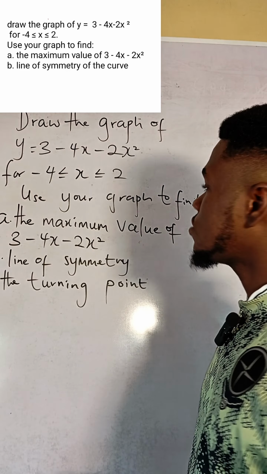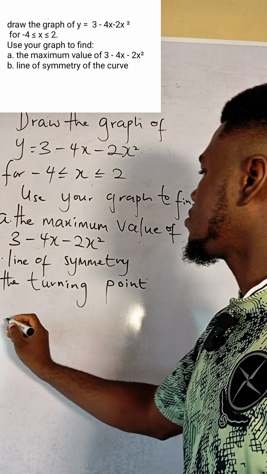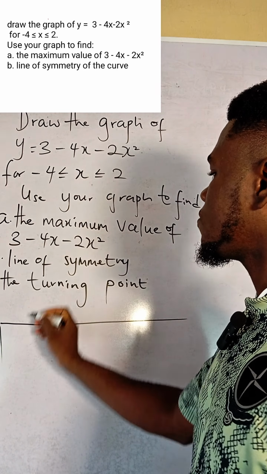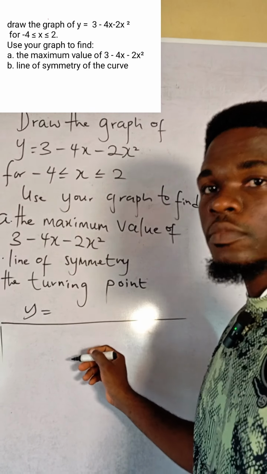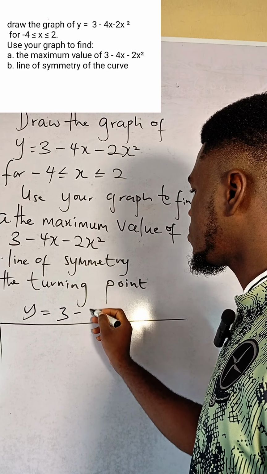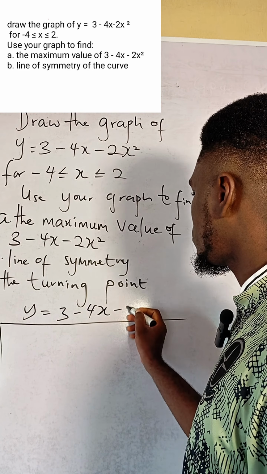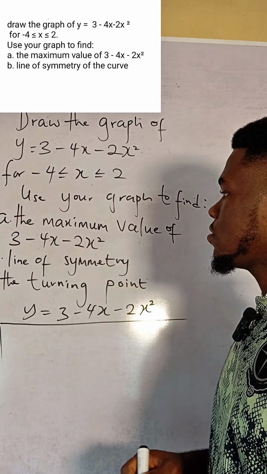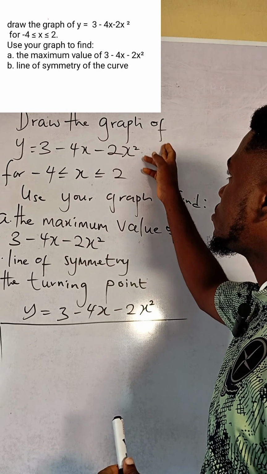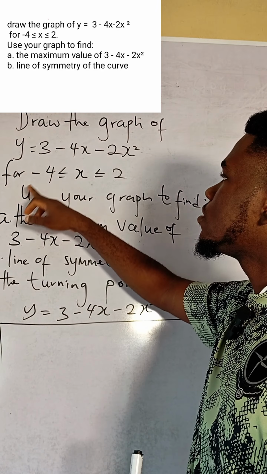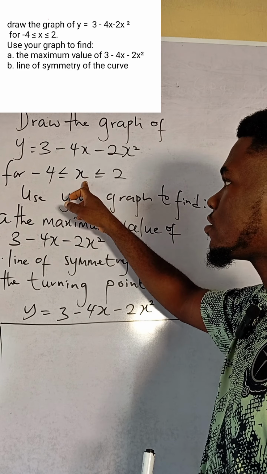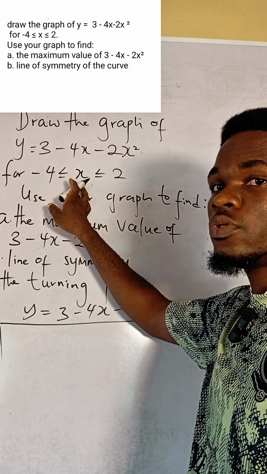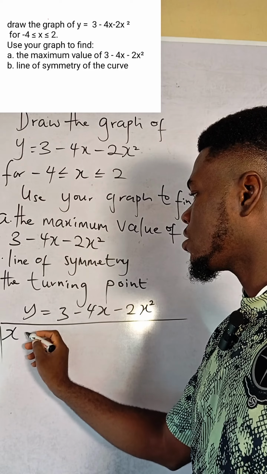Now, this is the quadratic equation. You have to write the equation on top of the table: y = 3 minus 4x minus 2x squared. You can see that they said you should draw the graph of this quadratic equation. This is the range of x, that is where the x value starts from and where it ends. So the first thing you do in your table is the range of x.